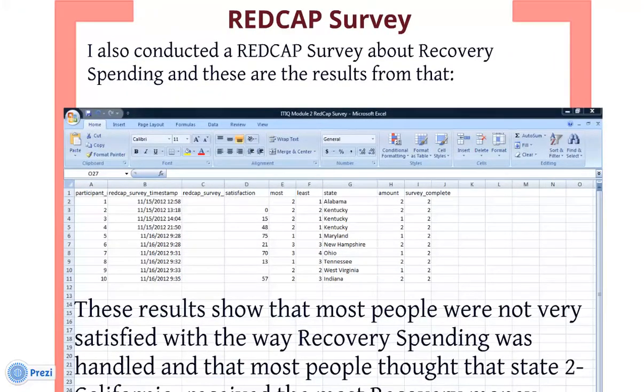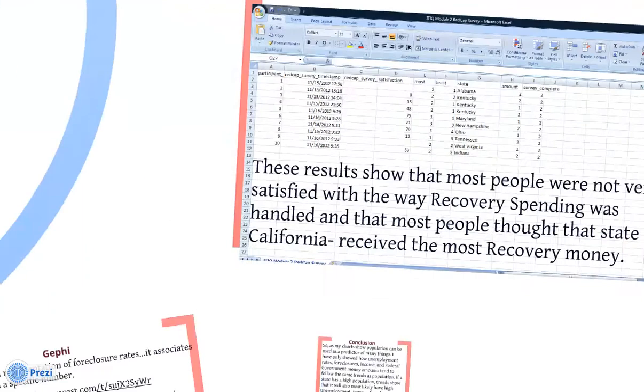And then I also conducted a REDCap survey about recovery spending, and these results pretty much show that most people were not satisfied with the way recovery spending was handled, and it also showed most people thought that state number 2, which happened to be California, received the most recovery money.